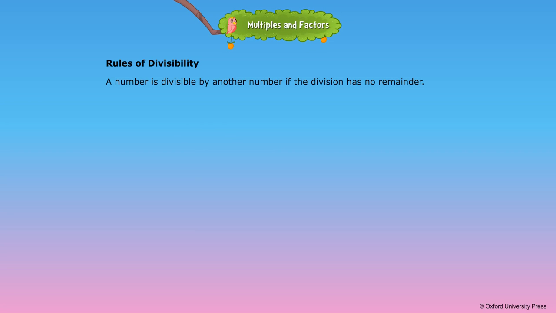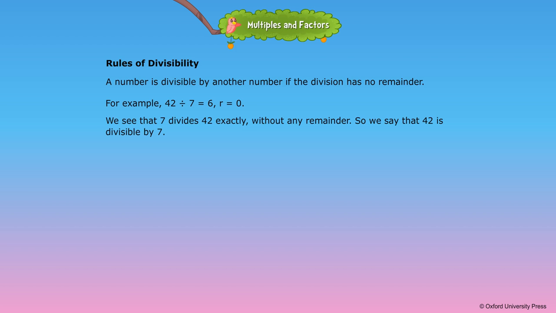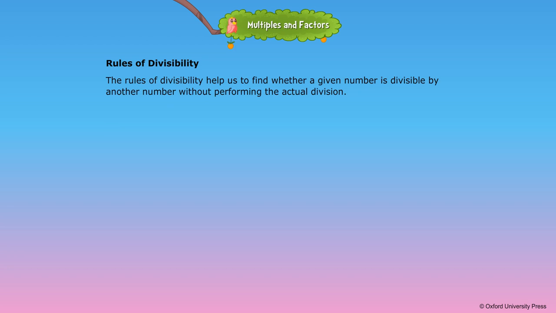Rules of divisibility. A number is divisible by another number if the division has no remainder. For example, 42 divided by 7 is equal to 6. Remainder is equal to 0. We see that 7 divides 42 exactly without any remainder. So we say that 42 is divisible by 7. The rules of divisibility help us to find whether a given number is divisible by another number without performing the actual division.